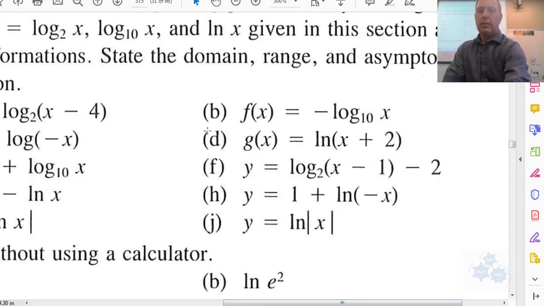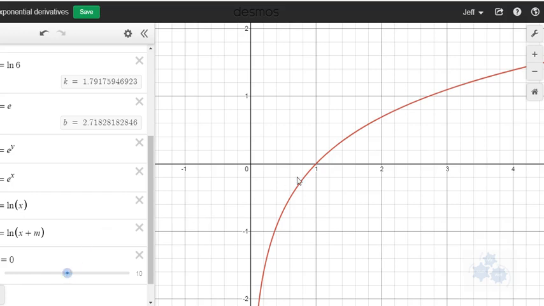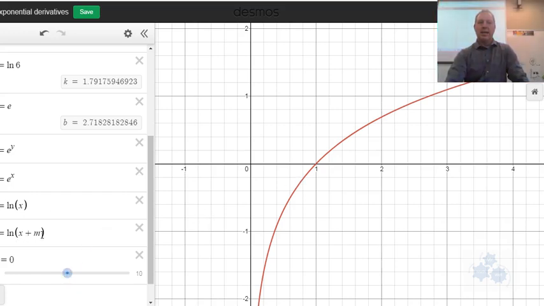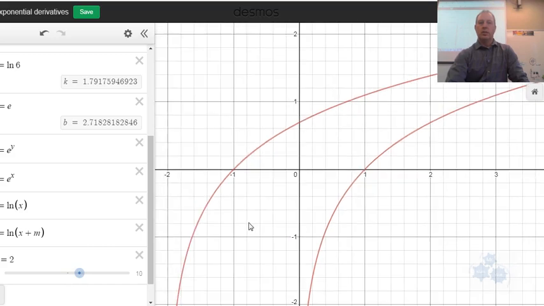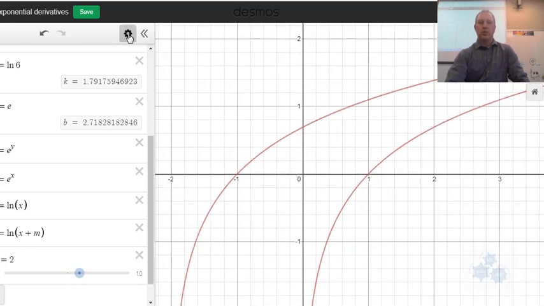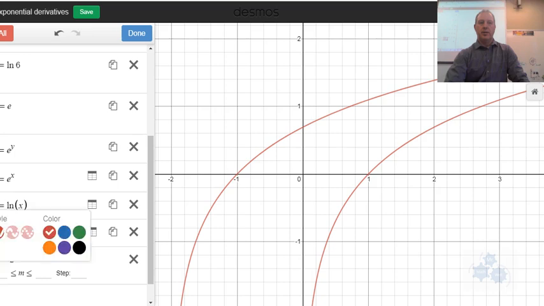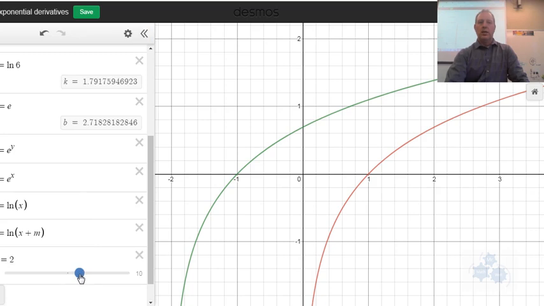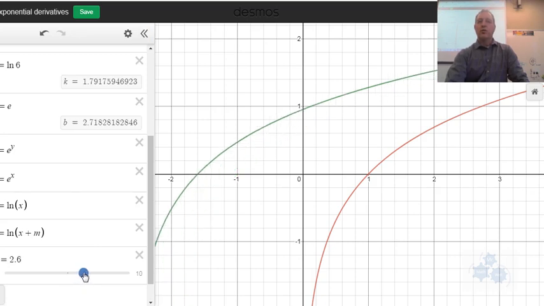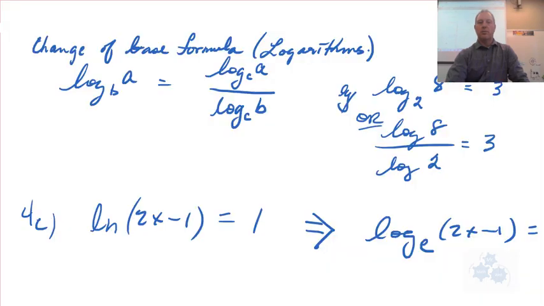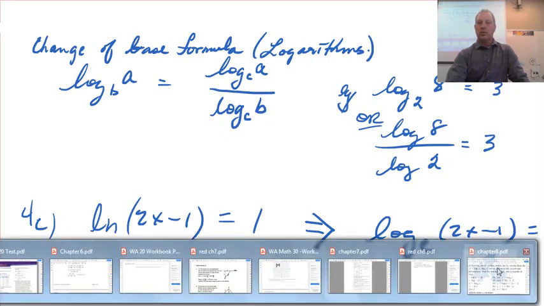Make sure we're correct. Okay, so I've got ln of x in red. I've got ln of x plus m. Now, if I move the slider to the right, like it's a plus 2, look at where it goes. It goes to the left. It's actually moving 2 units to the left. Let's change the color to green. Okay, so as m gets larger, the graph moves to the left. So yes, that confirms what we had just said.